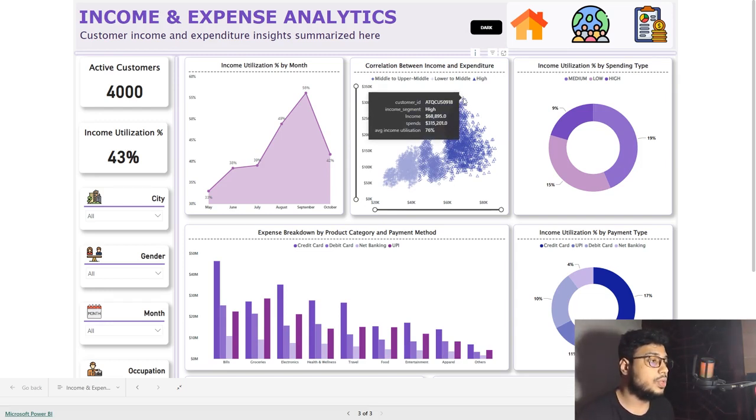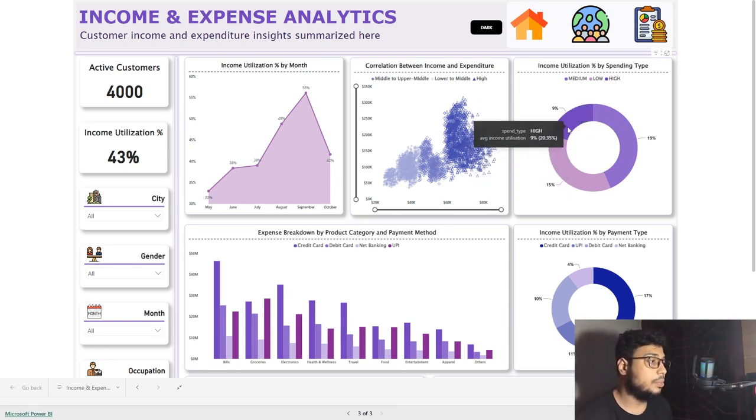If you hover on the points, you can also see their average income utilization. High income customers are also utilizing their income the most, around 76%. Income utilization percentage by spending type: the customer who spends the most, like high spend, has a 9% income utilization. For the medium spending customers, they have around 19% average income utilization, and 15% for the low spending customers.